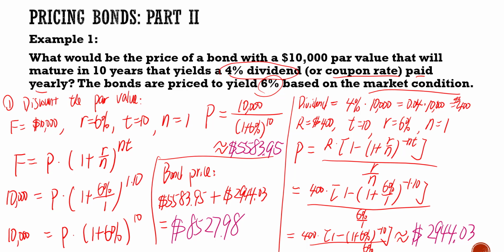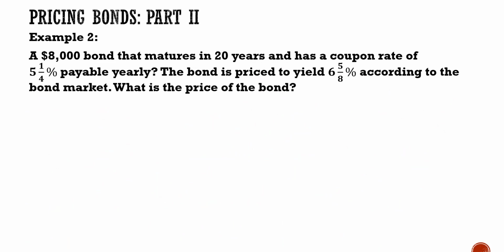All right. So two steps, step one, step two, just separate them, do it step by step, use the right formula, and we get a result. Example 2: an $8,000 bond that matures in 20 years has a coupon rate of 5.25% payable yearly. Okay, so this is the coupon rate. The bond is priced to yield 6.58% according to the bond market. What is the price of the bond?